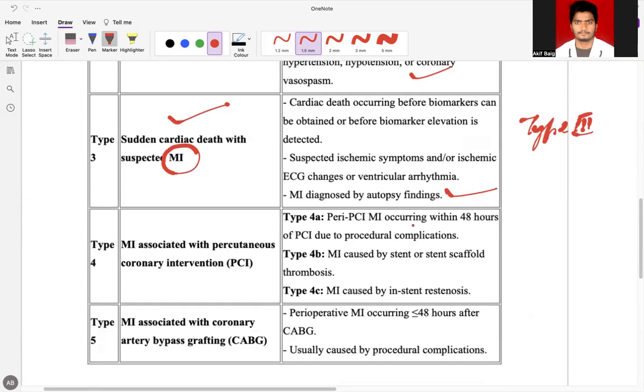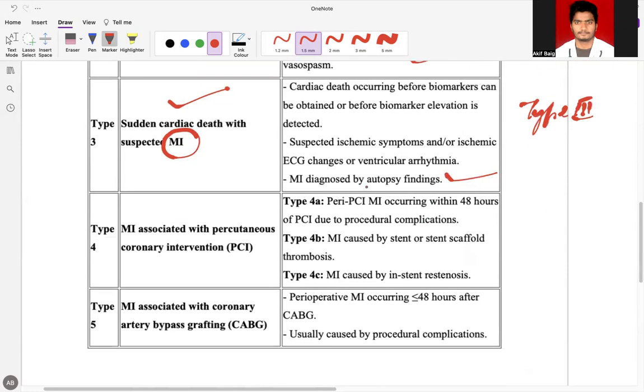Coming to type 4 MI, it is peri-procedural or peri-PCI MI. That means the patient has undergone a stent, or percutaneous coronary intervention. So an intervention has been done. That means the stenosis was there, and you have put a stent. Now if the stent has got closed, or due to the procedure the patient develops MI within 48 hours after the procedure, then it is called type 4A.